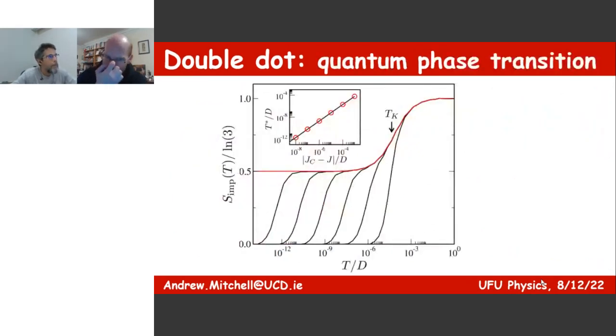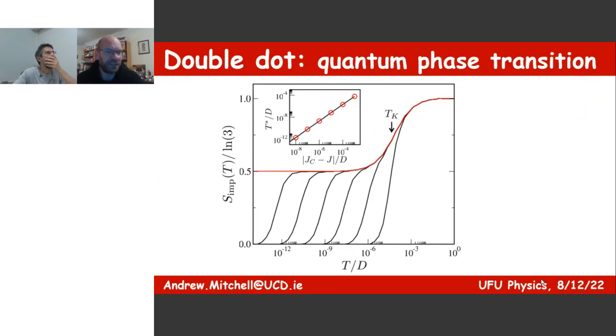Okay, so at this point, it turns out that we have a quantum phase transition because of the competition between these competing processes. So I can imagine a Kondo effect forming between the left dot and the left lead, between the right dot and the right lead, and actually an inter-dot Kondo effect driven by this tunneling process in the middle.